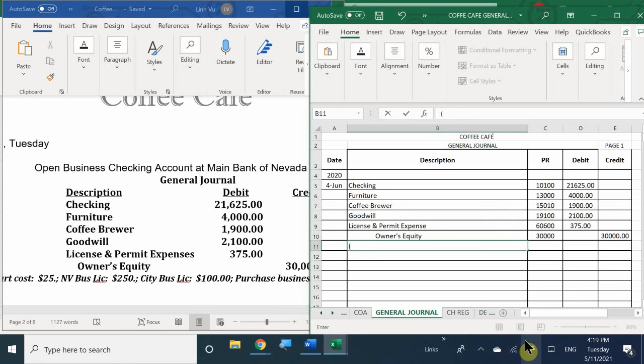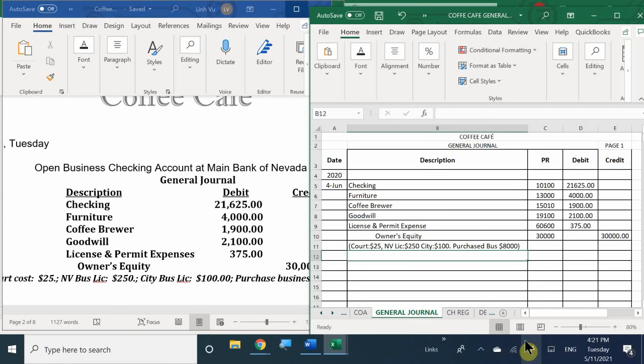But in this case, I wrote that you have the court cost of $25. The Nevada state license was $250. The city license is $100, and the purchase of the business was $8,000. Okay, so that's what I'm gonna type in here. So court was $25. NV license was $250. City was $100. And then purchased business for $8,000. And of course, you can end your parentheses there.